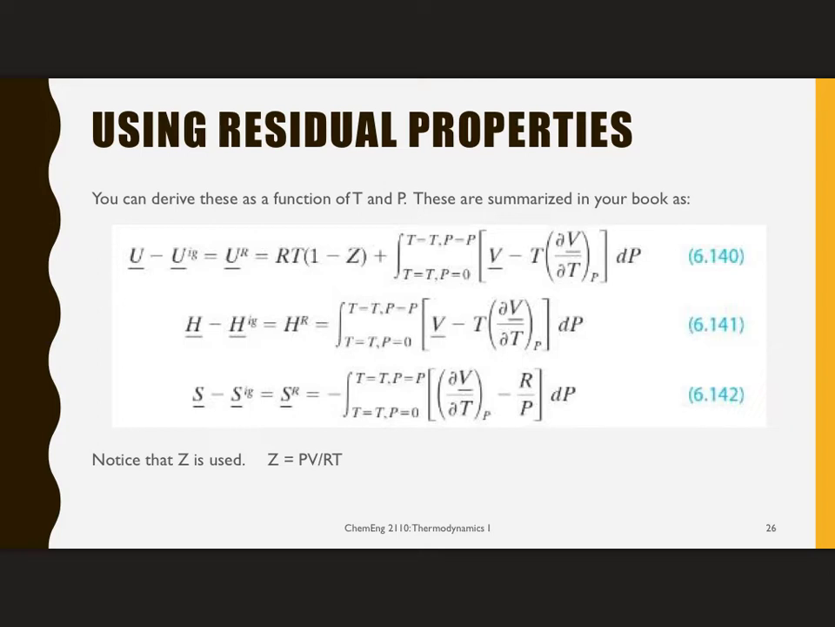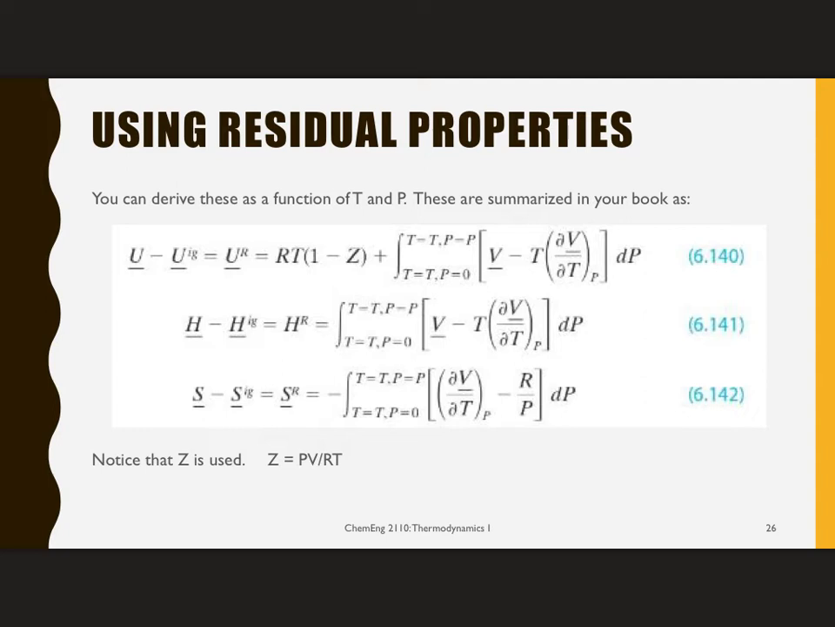They end up with u minus u^ig, so u residual is RT times (1 minus Z) plus the integral of (V minus T dV/dT at constant pressure) dP. So all I need to know here is V, T, and P, how they're interrelated, and Z is PV over RT.